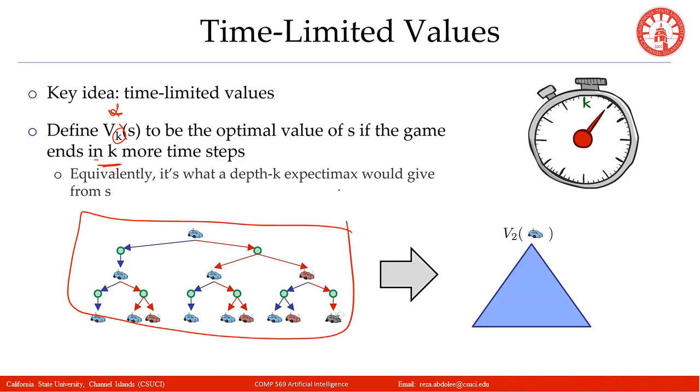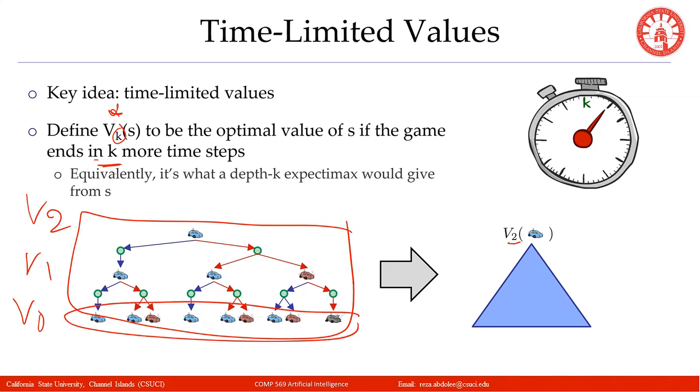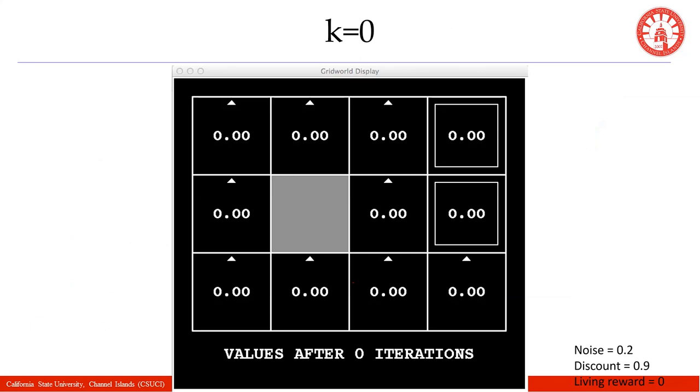For example, for this search tree, we could have a depth of 2. So this is going to start from V0, V1, and V2. This is the way that we can make a relation between this triangle and the depth K expected max mechanism. We're going to see the numerical example for this search problem after we see this one.